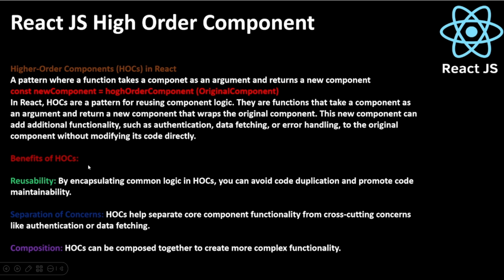What is a higher order component? In React, HOCs are a pattern for reusing component logic between components, as I mentioned earlier. They are functions that take a component as an argument and return a new component that wraps the original component. This new component can add additional functionality such as authentication, data fetching, and error handling to the original component without modifying its code directly. Benefits of the HOC: first, reusability. By encapsulating common logic in HOCs, you can avoid code duplication and promote code maintainability.